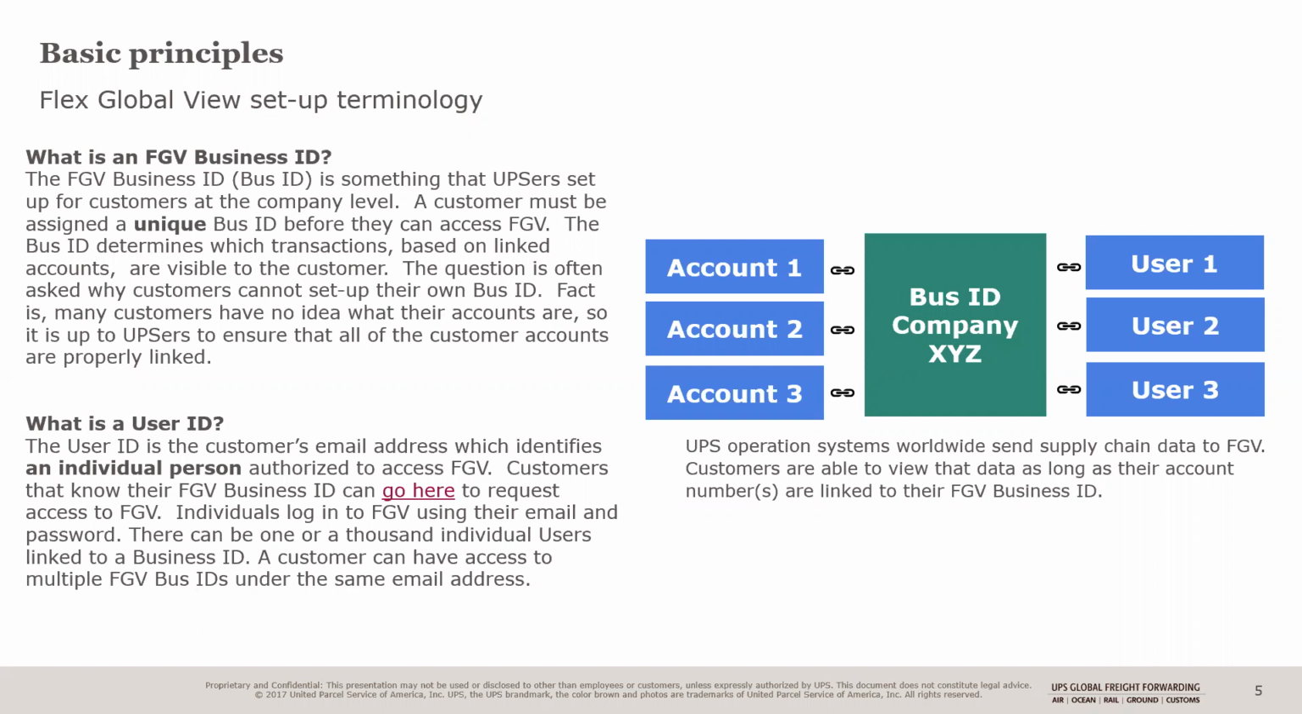Well, the fact is that many of our customers have no idea what their accounts are, especially when we're dealing with customers that have multiple accounts. So we leave it up to our people to ensure that when they're setting up a business ID, they've linked all the accounts for that customer to the bus ID. The account numbers serve as the foundation of everything that customers see in FGV. So when something's missing, when shipments aren't there or entries aren't available, 9 times out of 10, it's because the proper account number hasn't been linked to the customer's bus ID.